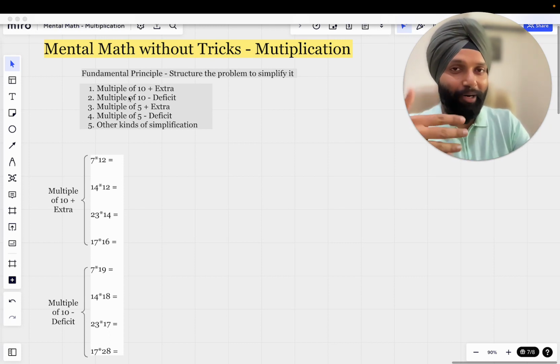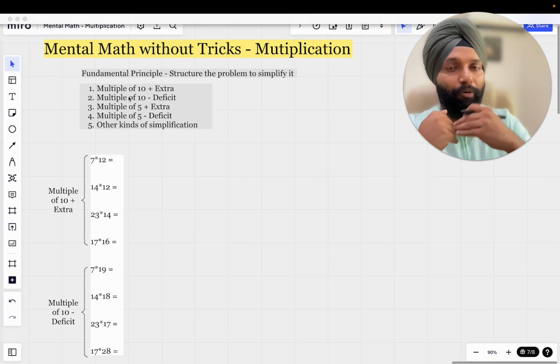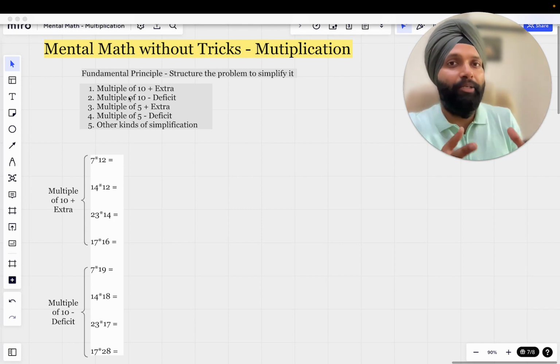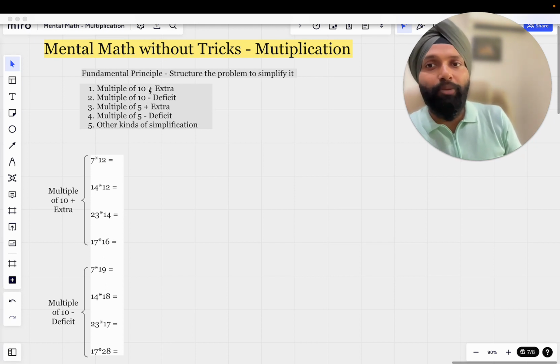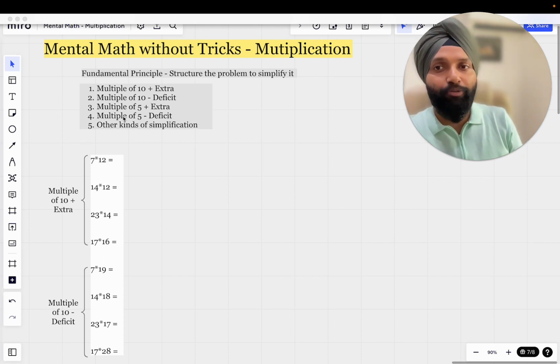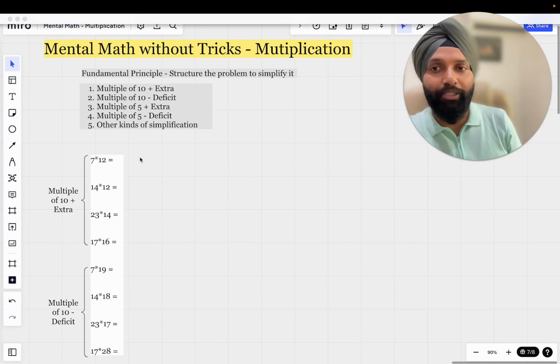You may think what I'm doing is tricks, but this is not really a trick. I'm just looking at the problem in a different way, and if you look at the problem in a different way, it becomes easier to handle, and then you can do it mentally. Okay, so basically I'm going to explain 5 ways, essentially 4 ways, and then the 5th is a miscellaneous simplification that we'll do in case of multiplications.